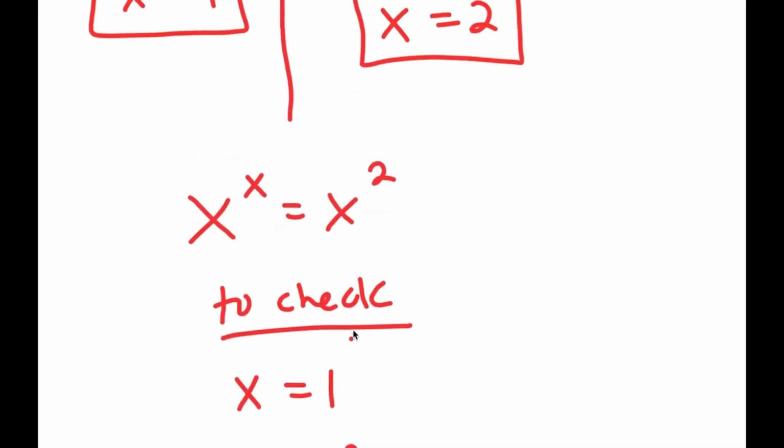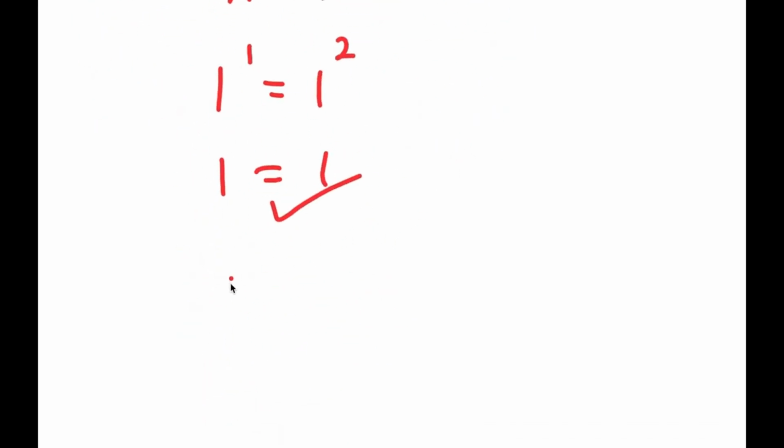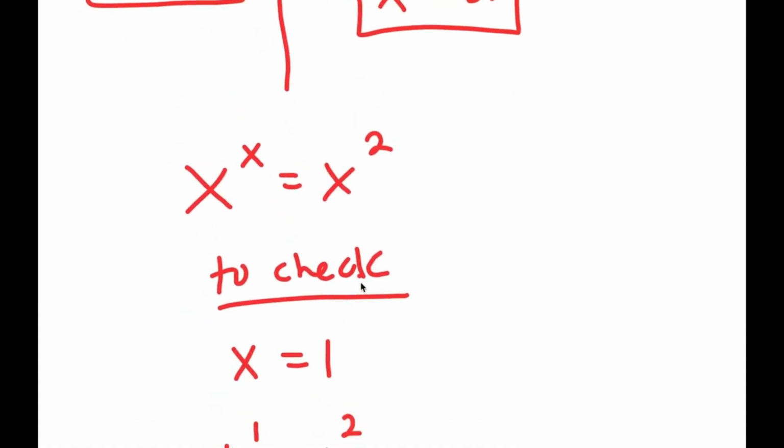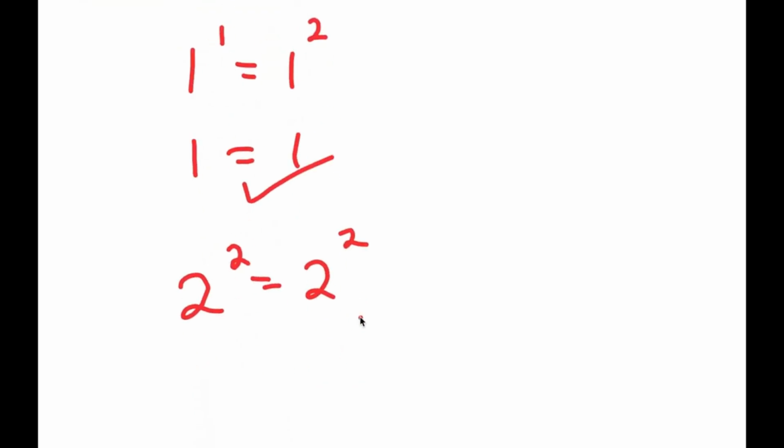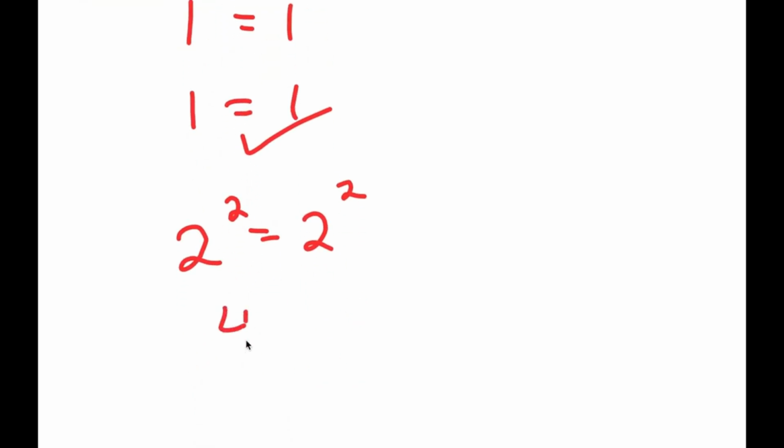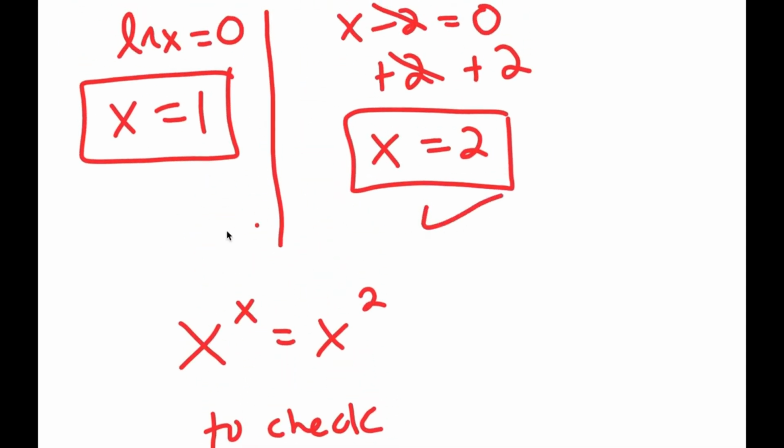So this is right. Now if I plug in x equals 2, I get 2 to the power of 2 is equal to 2 to the power of 2. And 2 to the power of 2 is 4, 2 to the power of 2 is 4, so this is right as well, meaning my two solutions are right.